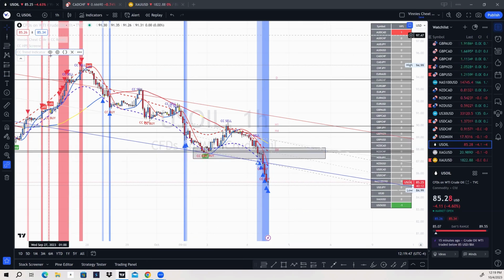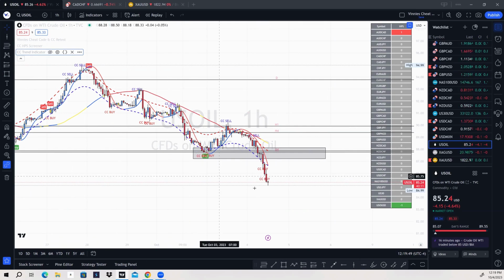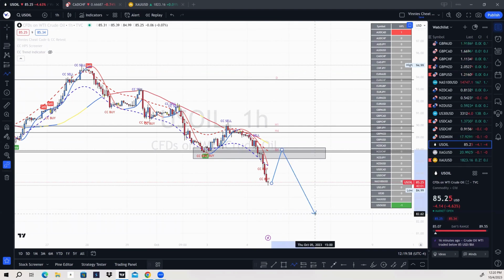That's our level of resistance. Let me turn off this real quick so you guys can see. So that is our level of resistance. So what we're looking for is price to pull up and then drop down lower. Okay. That is our expectation if we wanted to trade oil.